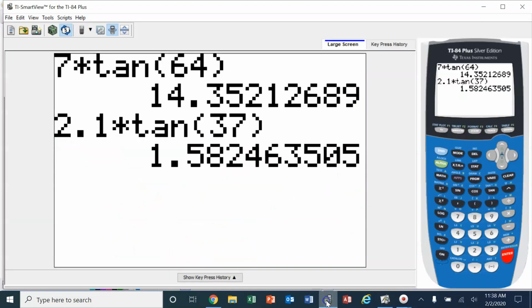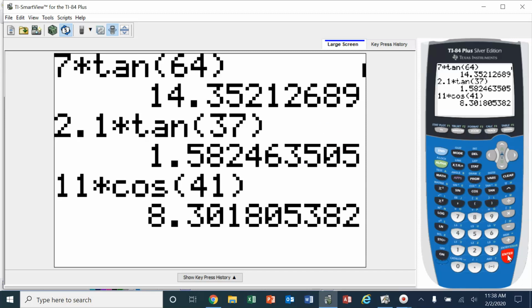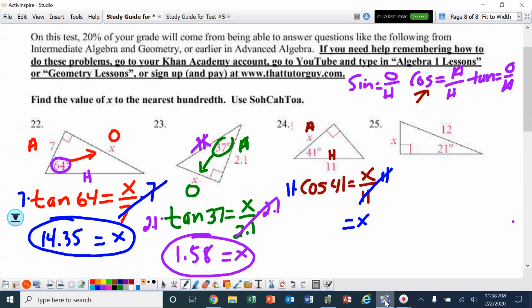All right, so here we go. We're going to go 11 times cosine 41 degrees, and we get 8.30, or 8.3. So that side of the triangle is 8.3. All right, one more of these.